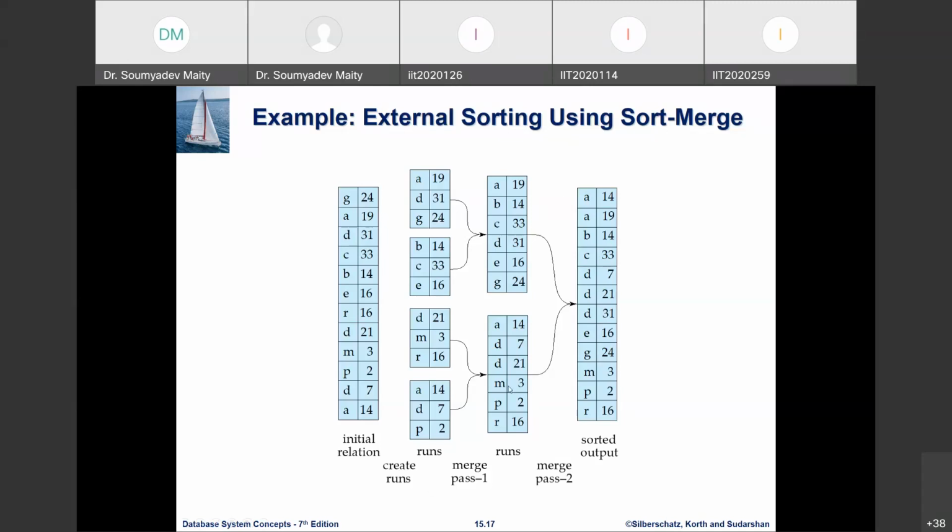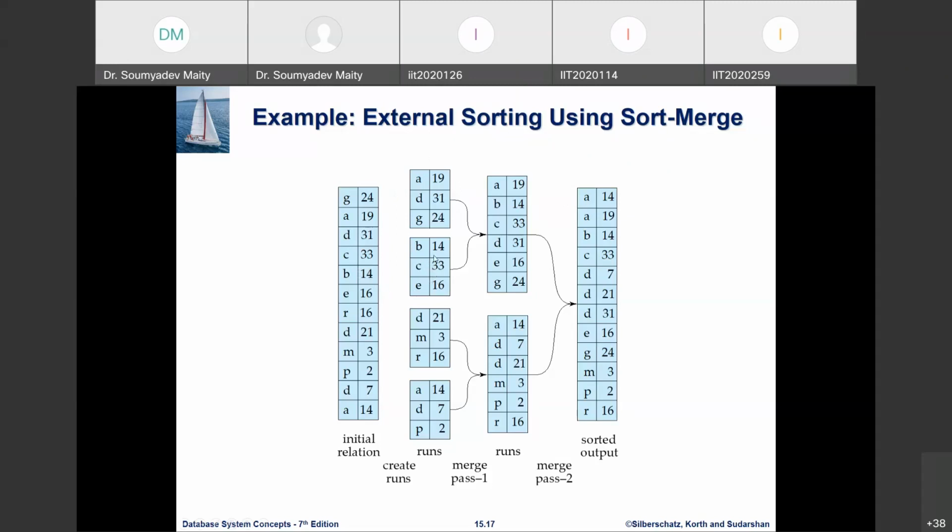So this one is the first run file. This is named R0, run 0. Similarly, you have 3 blocks, 3 pages available in main memory, so you fetch the next 3 blocks, which are B, C, C, B, and D, and then you sort it.